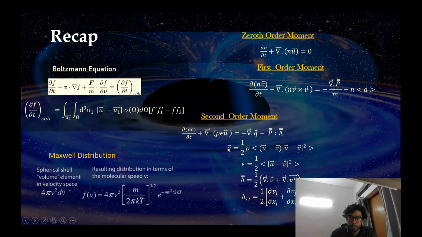So if you see, for example, Q and, okay, Pij. I didn't mention the Pij here, but Pij, this pressure tensor, is basically u minus v whole square, basically. Yeah, ui minus vi times uj minus vj, and the average of that.